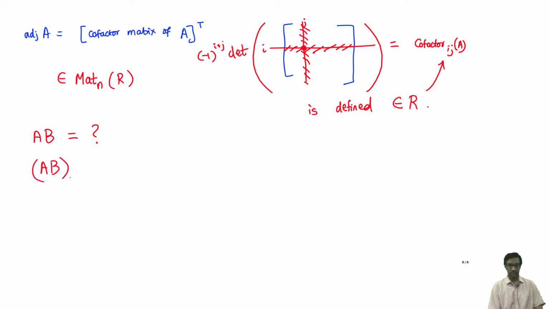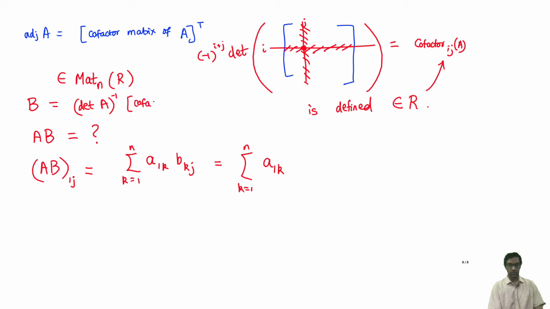If I look at, say, the first row of the answer, so the 1 comma jth element here, what does it look like? Well, it is by definition the sum over k of A1k bkj. So what is B? B, remember, is the transpose of the cofactor matrix multiplied by the determinant inverse. So what is bkj now? I need to say k goes from 1 to n, A1k. So what is the B matrix? B is nothing but det A inverse cofactor transpose.